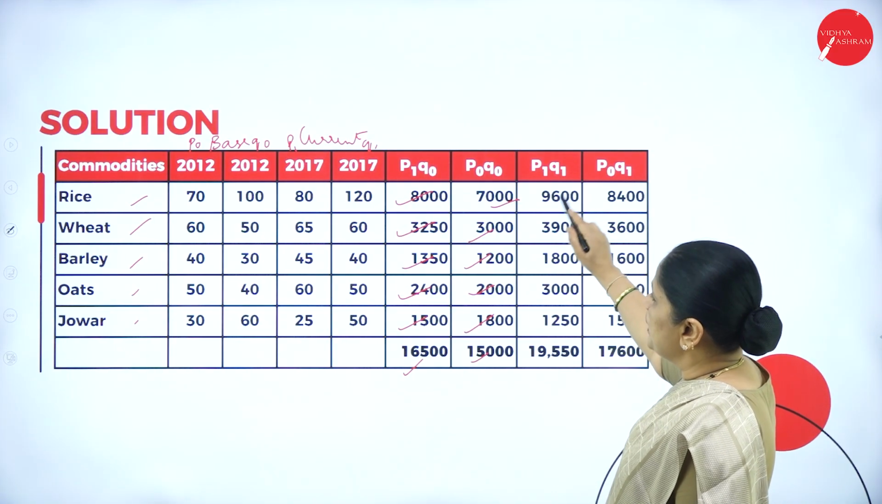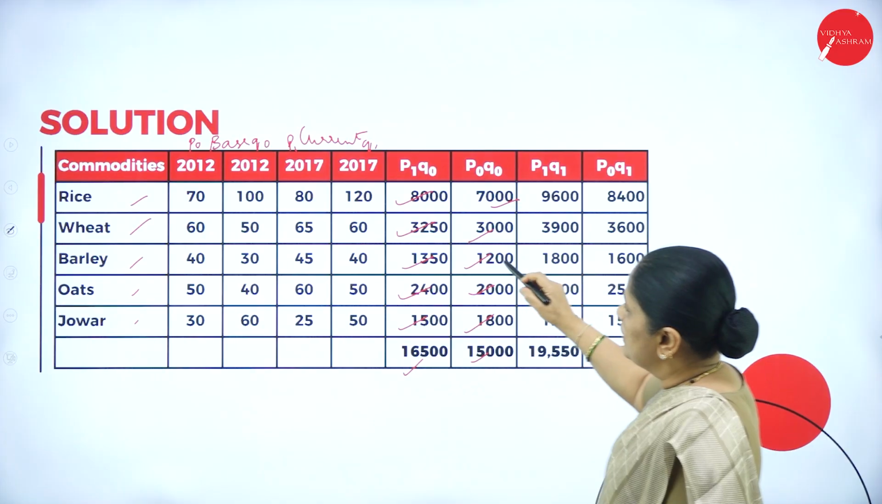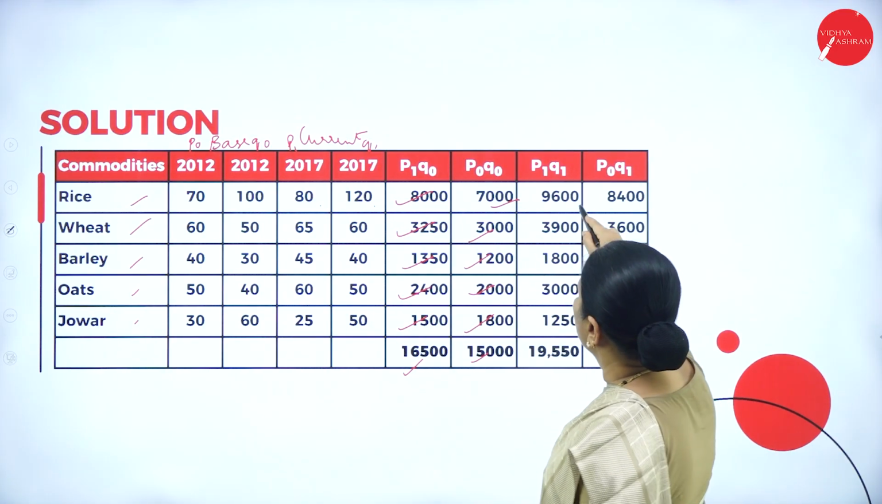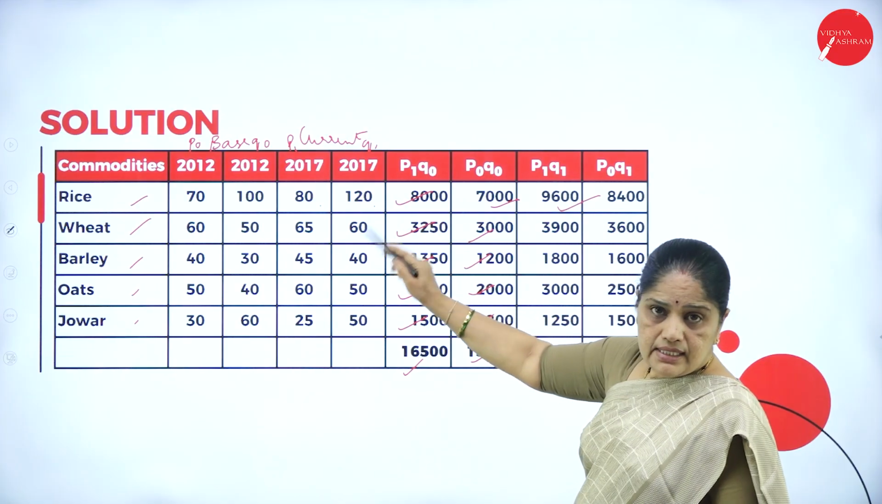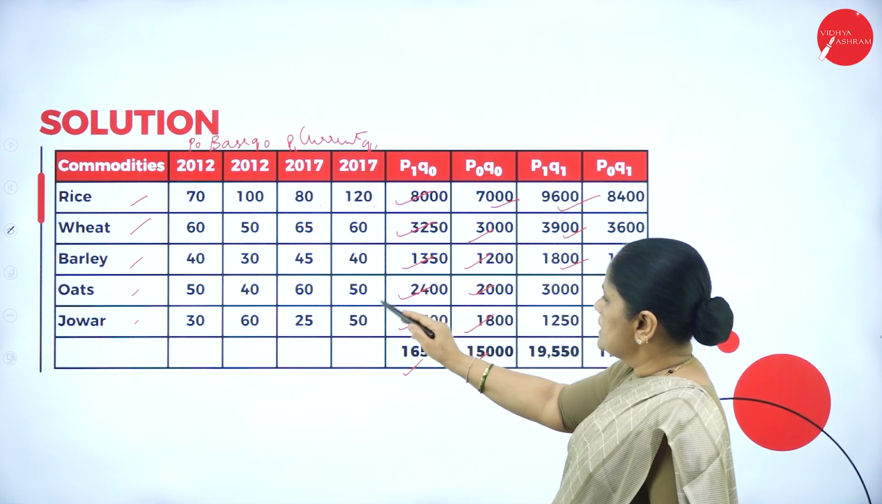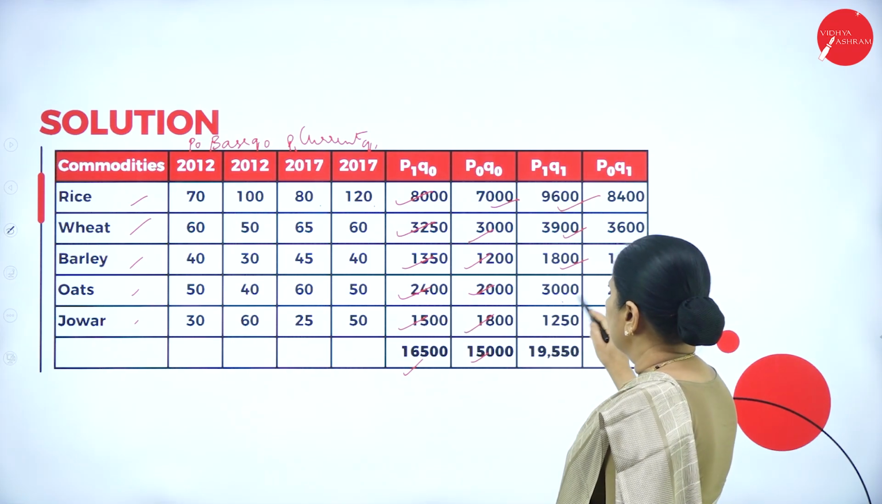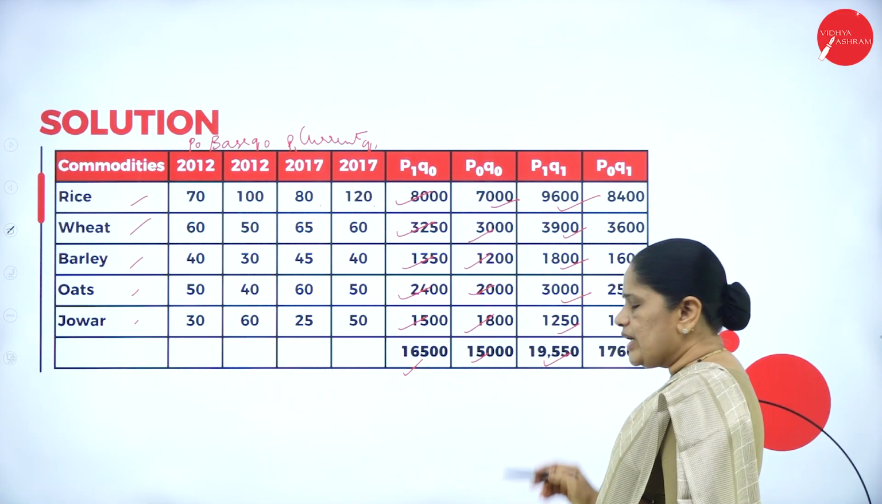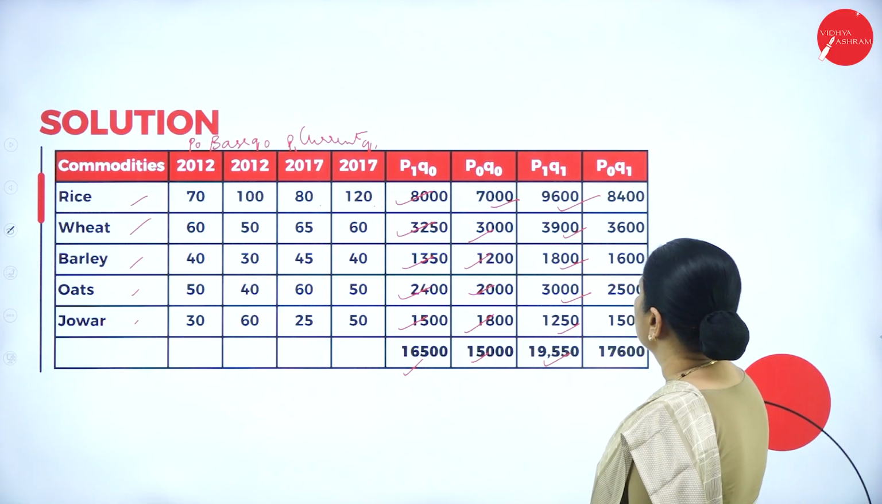The same way P1 and Q1. So P1 is 80, Q1 is 120. So 80 into 120 is 9,600. 65 into 60 is 3,900. 45 into 40 is 1,800. 60 into 50, 3,000. 25 into 50, 1,250. When we add all this, we are getting 19,550.